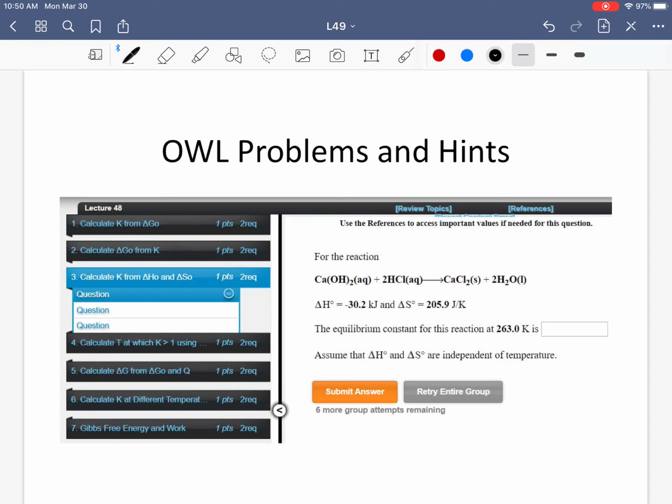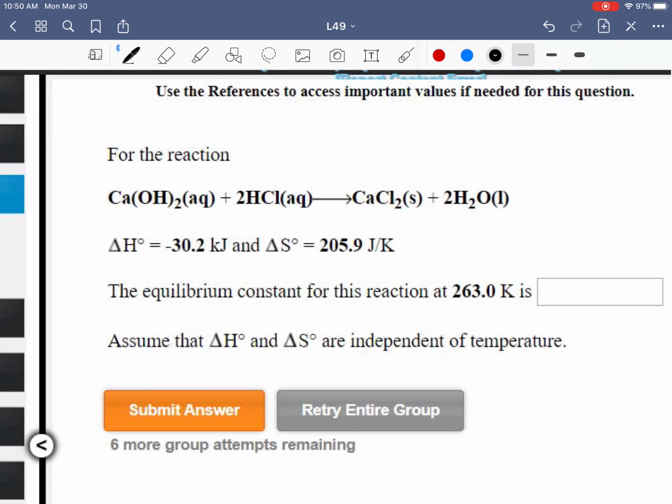And number 3, let's see, the equilibrium constant from enthalpy and entropy. So right away, I always think about the relationship between the enthalpy and the entropy to free energy. So these numbers are given, so I can go right into the free energy. But what do they want us to do? Oh, they want to know the equilibrium constant for this at 263 Kelvin. So we're going to have to use that number here to get us the free energy.